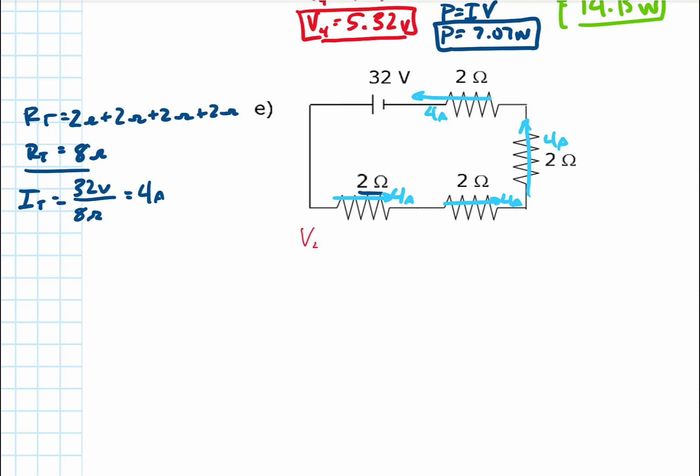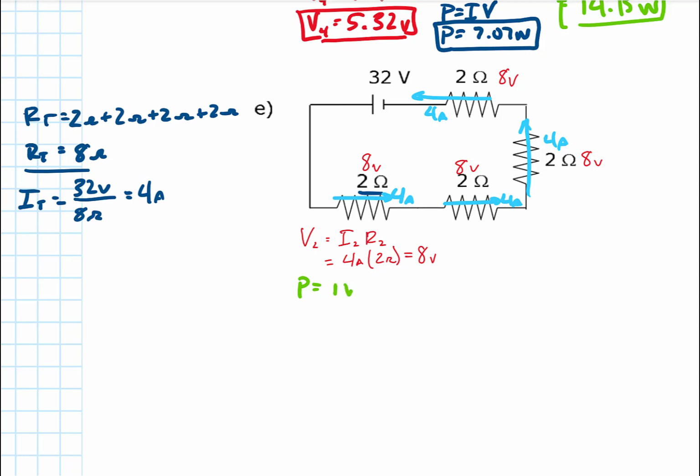The voltage through one of those 2 ohm resistors is the current through the 2 ohm resistor times the resistance of the 2 ohm resistor. So 4 amps times 2 ohms, that gives me 8 volts. That means each one of these things has 8 volts dropped across it, because they're identical, which makes sense because 8 plus 8 plus 8 is 32. That's what we want.